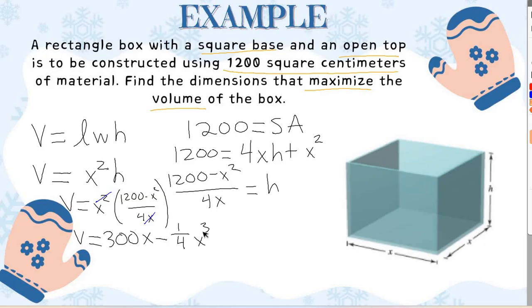So, can we take the derivative now? Sure. What is the derivative of 300x? 300. What is the derivative of 1/4 x cubed? 3/4 x squared. Okay. And what is our goal once I take the derivative? Determine the critical values. Correct. Our critical points. So, how do I find critical points? Set it equal to 0. Okay.